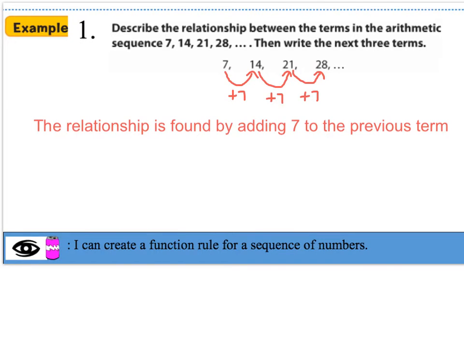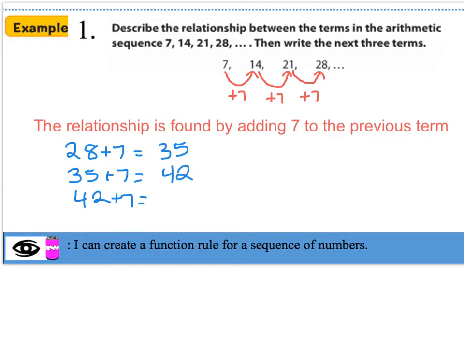Or I could say the relationship is found by adding 7 to the previous term. So let's figure out what the next 3 terms are in this sequence. If I take the last term, which was 28, and add 7, I get 35. If I take 35 and add 7 to 35, my next term would be 42. And if I take 42 and add 7 to that, it would be 49. So 35, 42, and 49 are the next 3 numbers in this sequence.